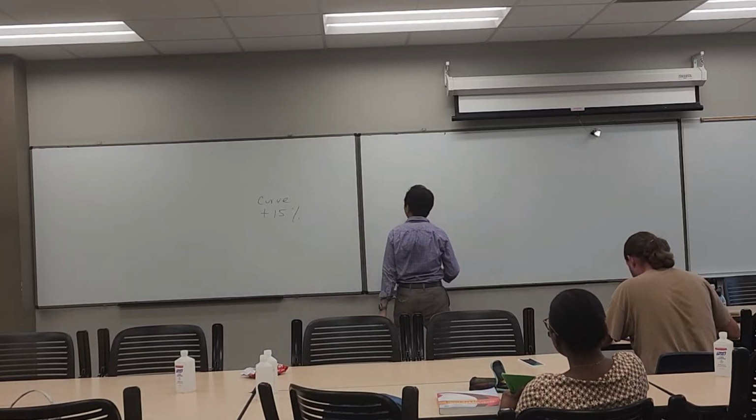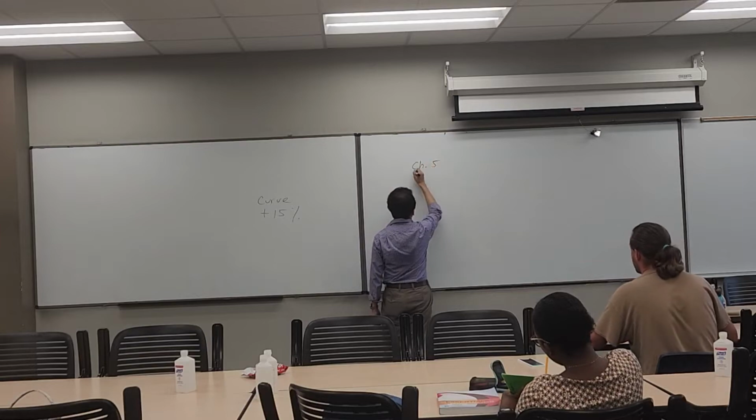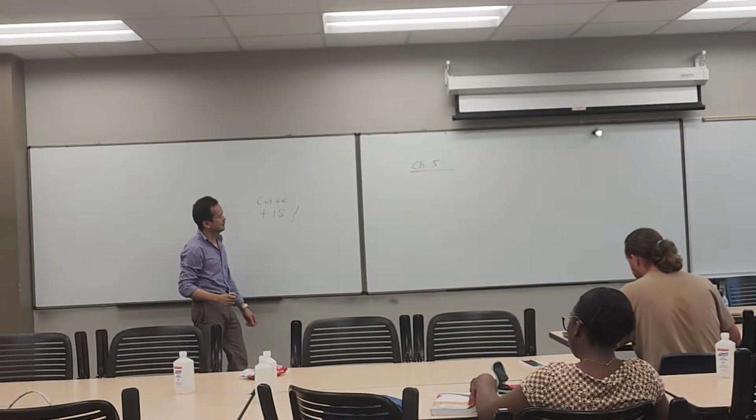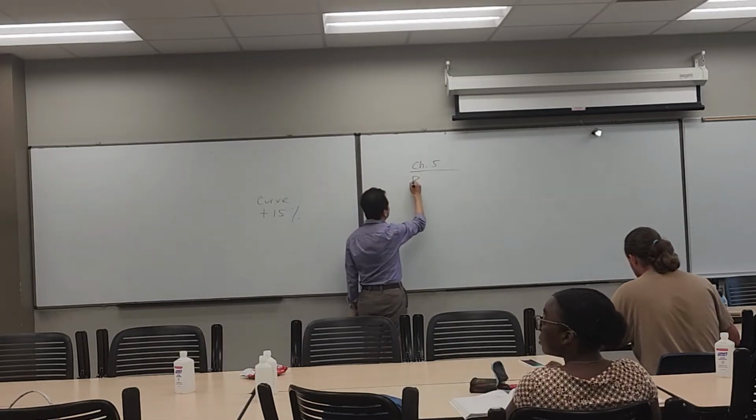Let's go ahead and get started. So, we'll start chapter 5. First item we'll talk about is probability distributions.